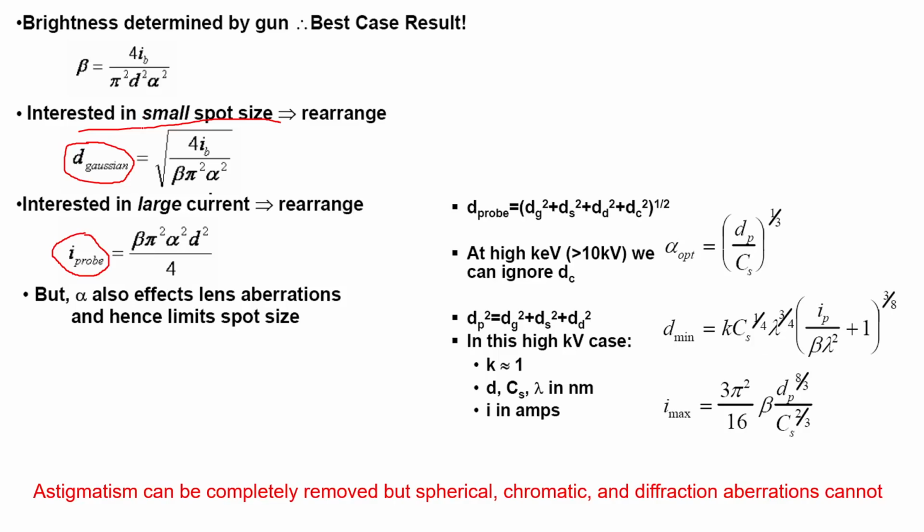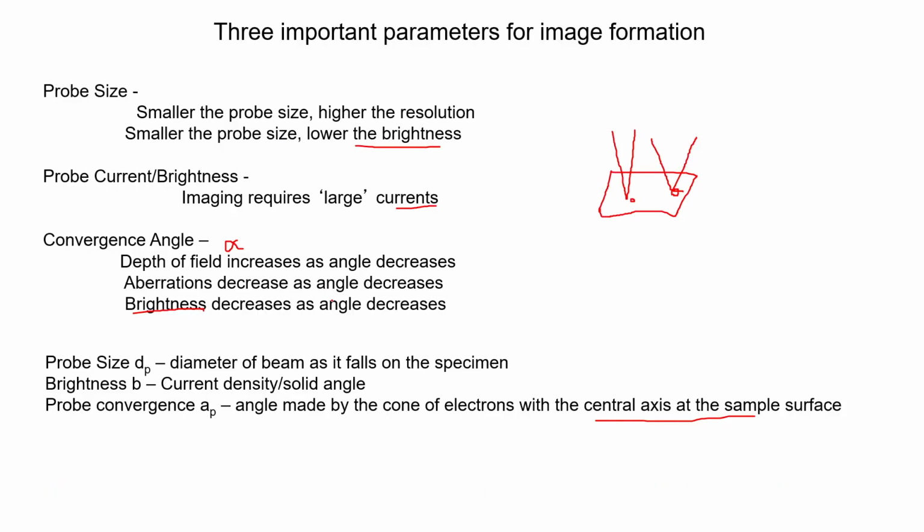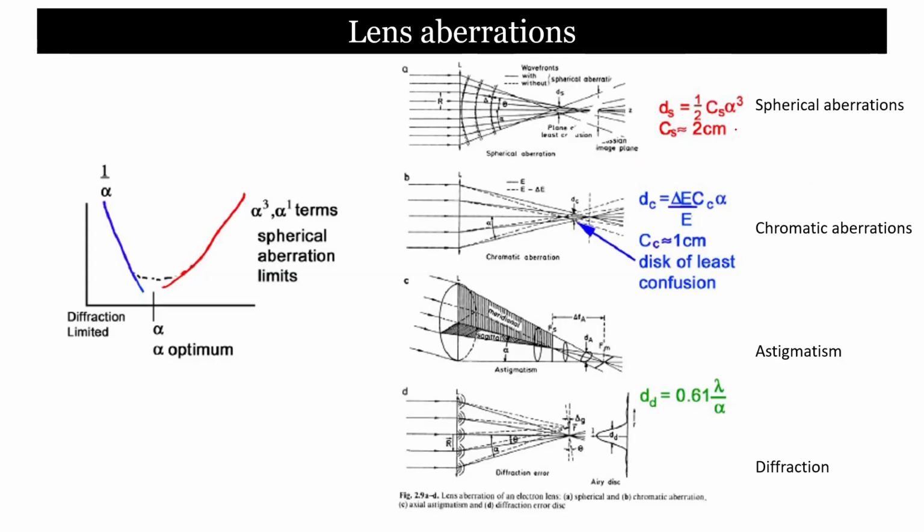So according to this, alpha should be smaller, and the smaller spot size means alpha should be larger, and the higher the current, alpha should be larger. So according to these two, alpha should be larger. But alpha also affects the lens aberrations, hence it will limit the spot size. So depending upon these two, you can't say that you can have the maximum alpha as much as you want, because it will have more lens aberrations as alpha will increase, because the spherical aberration depends directly on the alpha cube term, which we discussed in this slide.